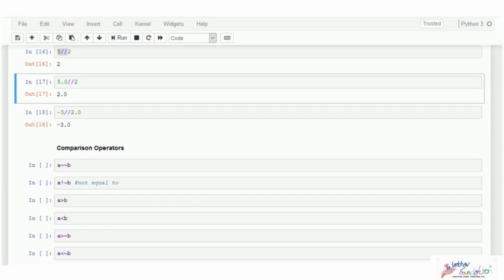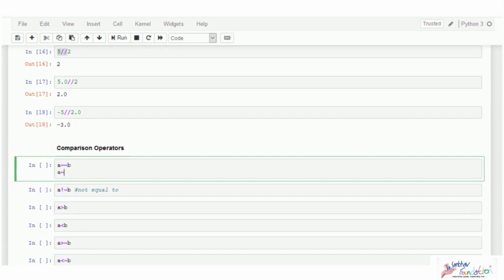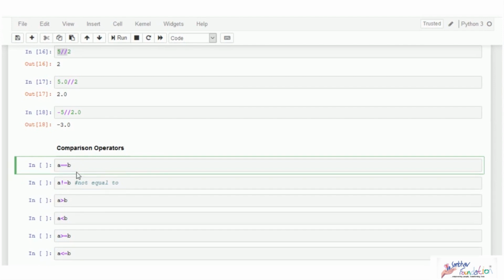So double equal to in Python checks if the value of two variables is the same. If you use a single equal to, that assigns the value of B to A, but when you use double equal to, it compares the values of A and B. You have to remember this difference, because most programmers who begin get confused in this, and often they swap the double equal to and single equal to. So be careful with that.